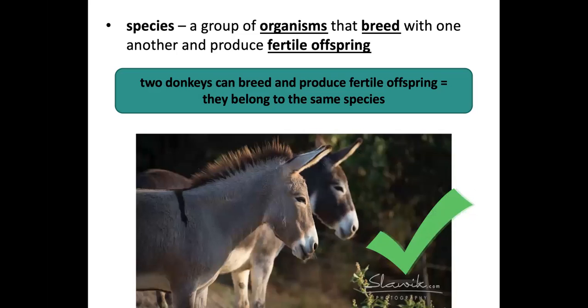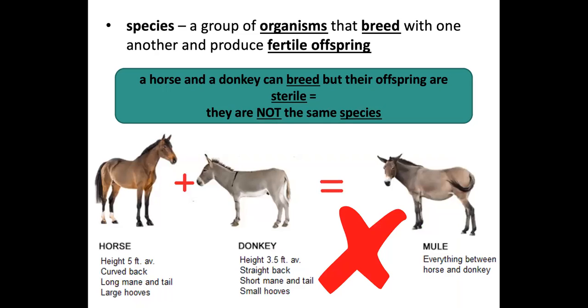Now, we've got two donkeys. Two donkeys can breed and produce fertile offspring. So that means that those donkeys are the same species. Okay? So two horses breed, produce fertile offspring, same species. Two donkeys breed, produce fertile offspring, same species. But now, if we were to take a horse and a donkey, they can breed, but their offspring are sterile. And that means that they are not the same species.